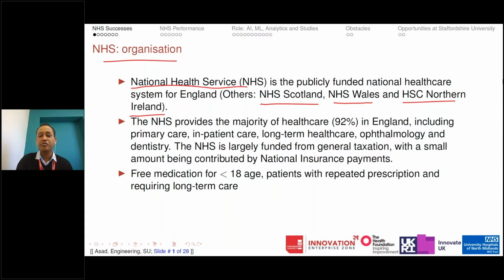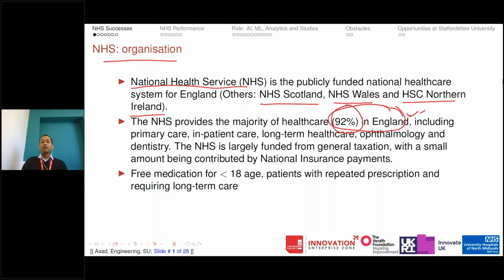Now, NHS England provides the majority of healthcare for England, over 92%. So where does the roughly 8 to 10% go? These are managed by larger companies who provide insurance-based care for their employees within their organization, plus some rich people who can access private healthcare. But like we can see here, 92%, which is a significant amount of healthcare, is provided by NHS England.